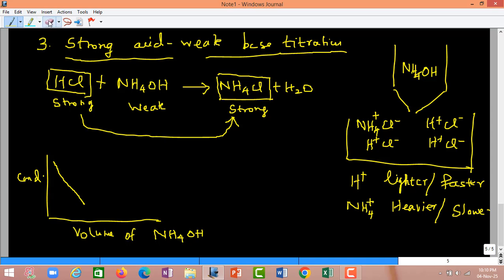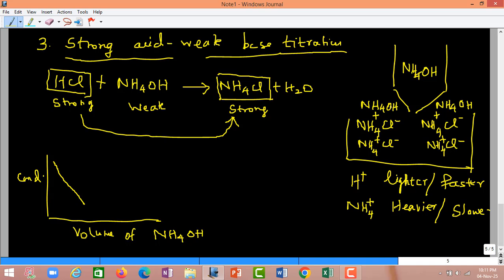If you continue the titration, all the H plus ions will be replaced by NH4 plus ions, which are heavier and slower, and so the conductance decreases. Now there is no more HCl to react. That means the end point is reached, and if you add further ammonium hydroxide, the ammonium hydroxide will remain in excess because there is no hydrochloric acid to react. But there is a difference.